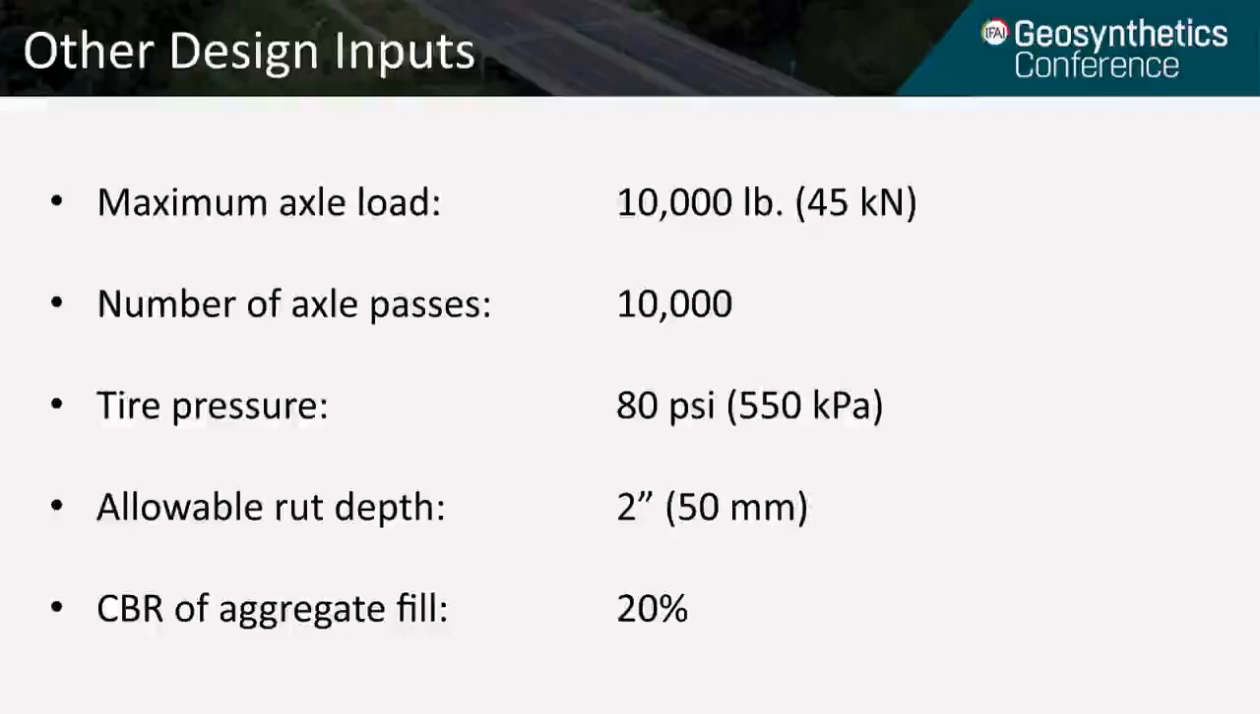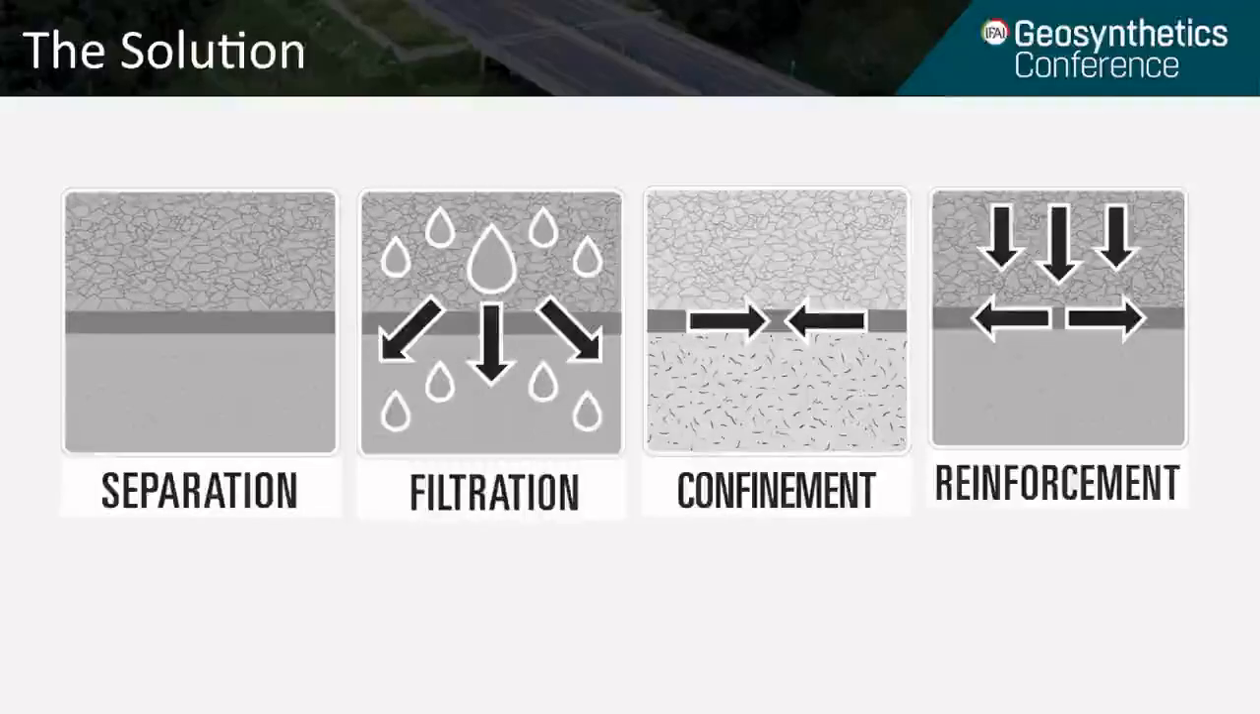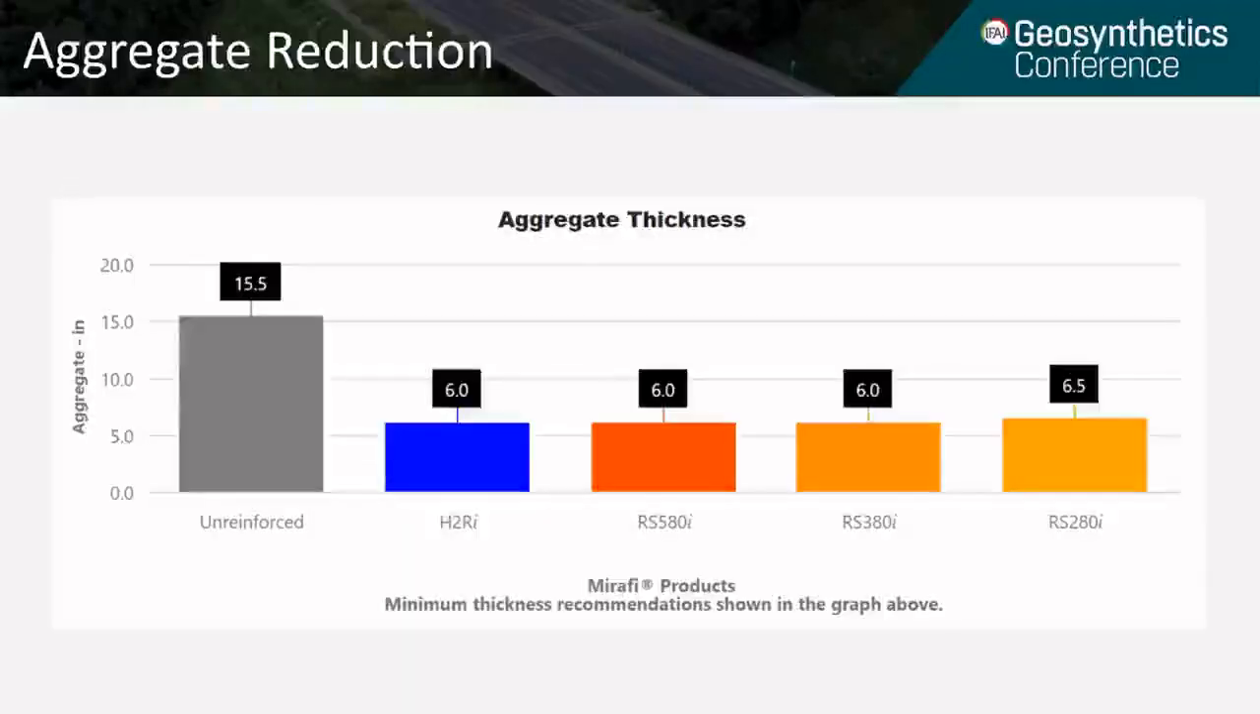So typically the largest and heaviest loads we see are during construction of the roads themselves. Our solution needed to provide separation and filtration between the poor subgrade soils and the import aggregate, also hold that aggregate in place, that's confinement, and provide long-term reinforcement. Using Giroud-Han methodology for unpaved roads, we can calculate the required thickness of both the unreinforced and reinforced sections.